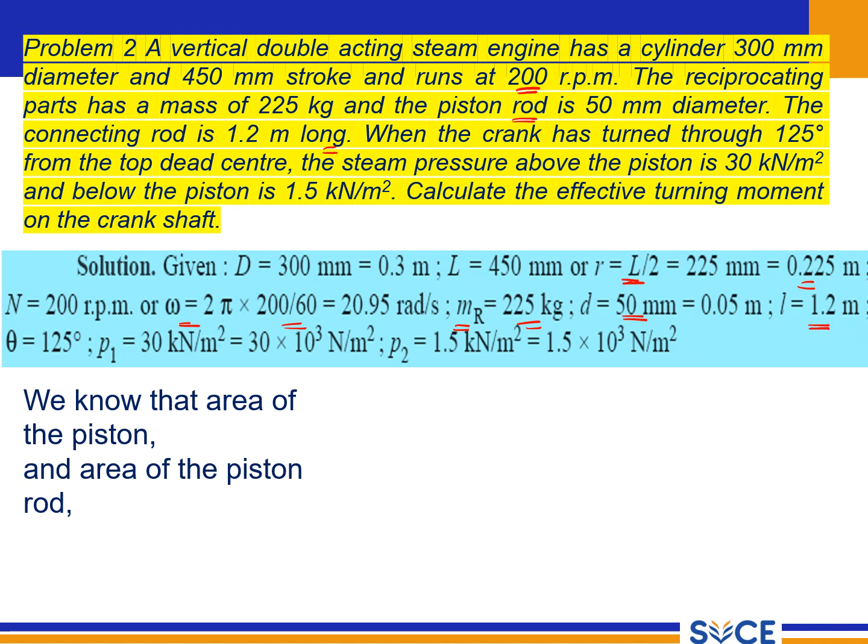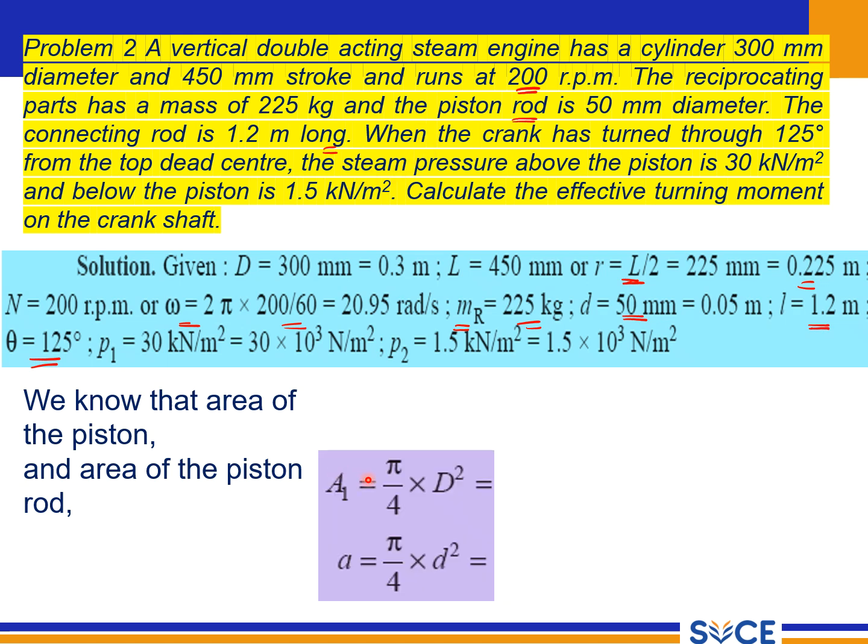When the crank has turned 125 degrees, we are going to calculate the effective turning moment on the crankshaft. They also indicated that the pressure is acting on both sides. Above the piston it is 30 kN per meter square, and below the piston it is 1.5 kN per meter square. So it is a double acting engine. We have to calculate the net pressure, otherwise the force acting on the cylinder is calculated based on the pressure on the two sides. So let me calculate the area first.